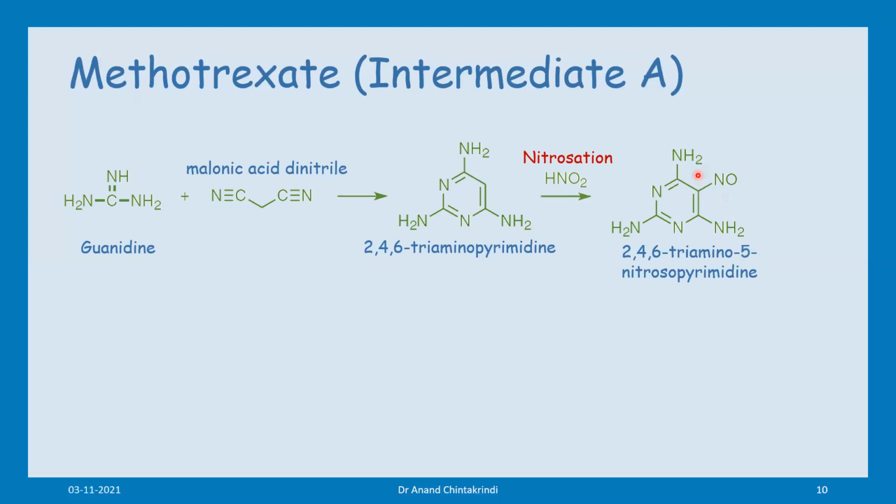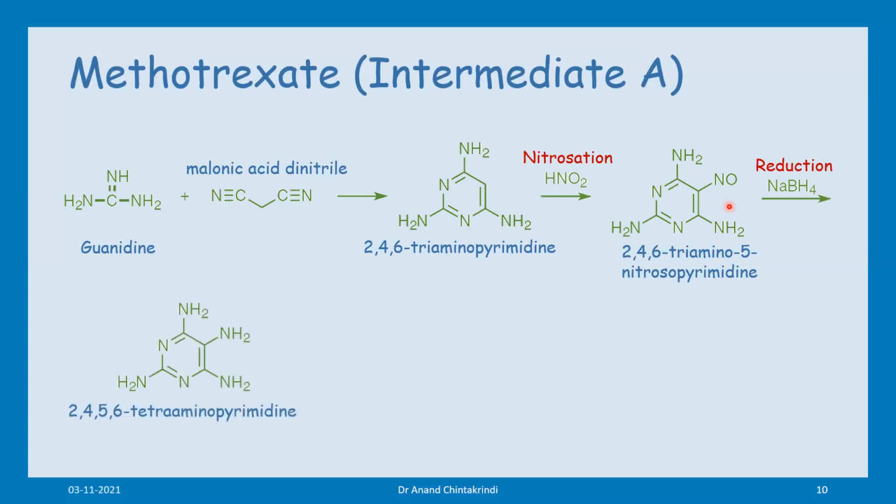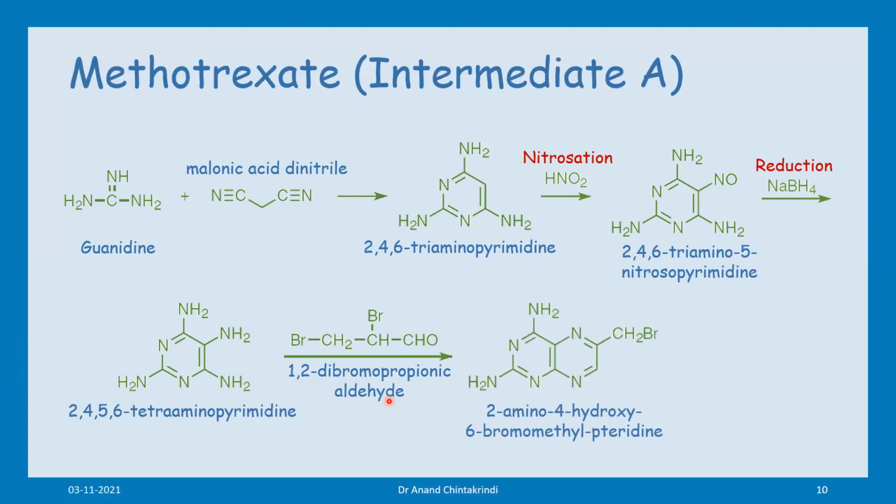Now, the next step is reduction of this nitroso group using sodium borohydride. So you get a tetraamino-pyrimidine derivative. You started with triamino; now you have a 2,4,5,6-tetraamino-pyrimidine derivative. This you combine with 1,2-dibromopropionaldehyde, which results in the formation of this pteridine ring.